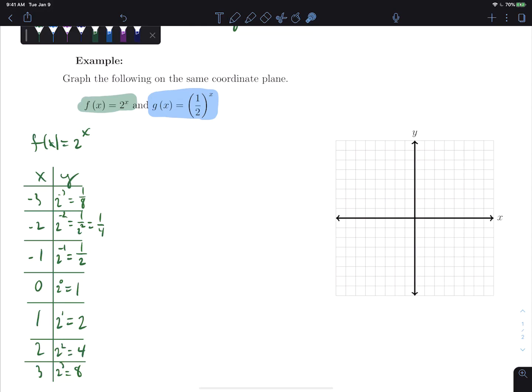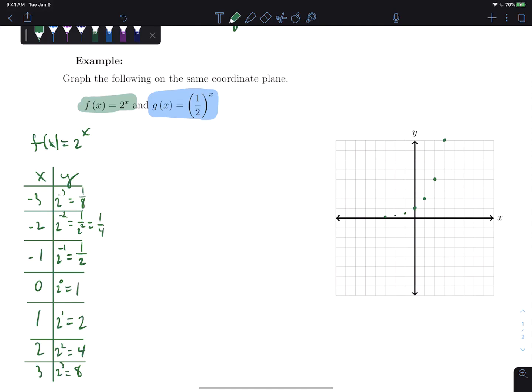-3, 1/8, -2, a quarter, -1, a half, 0, 1, 1, 2, 2, 4, 3, 8. And hopefully you're going to see what's happening there.